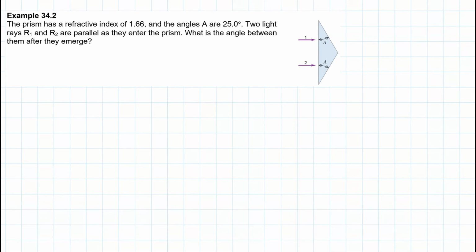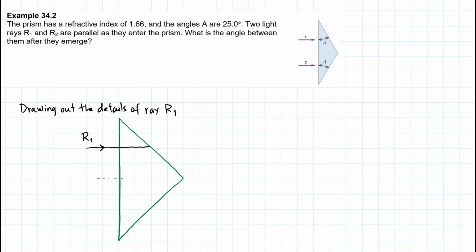Let's draw this out. Looking at this prism here, I have ray 1 coming in, and note that because this angle here is perpendicular, right here there is no refraction, and the beam continues to move in a straightforward manner.